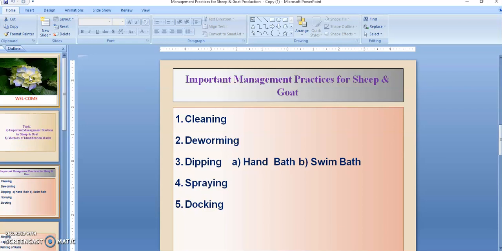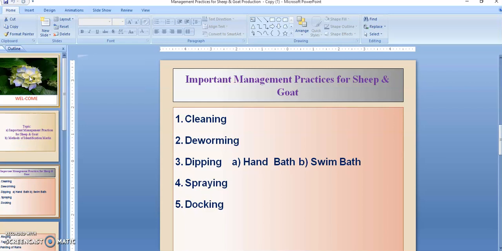Then the next important operation is called dipping. Sheep and goats are dipped at least once a year to eradicate ectoparasites. These include ticks, mites, and lice. For example, in case of maggots, any sulfur-containing dip is used. In case of lice, phenobarbital powder, butox powder or malathion powder is mostly used for dipping. Dipping is of two types.